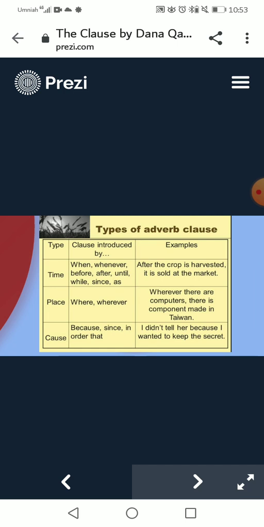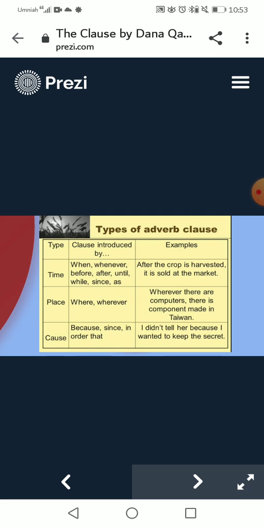The second type is place, introduced by where and wherever. The example here, "Wherever there are computers, there are components made in Taiwan." So "wherever there are computers" indicates the place.